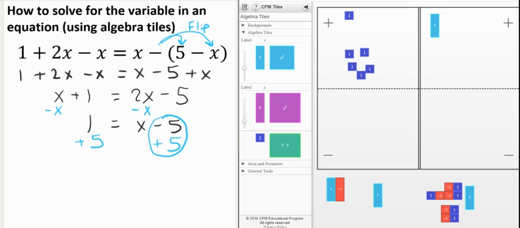And now I'm left with 6 on the left side, and just an x on the right side, and that would be my final answer. So x would just equal 6. So again, you want to do all your moves, and the goal is to get all the x's on one side and all the units on the other side.